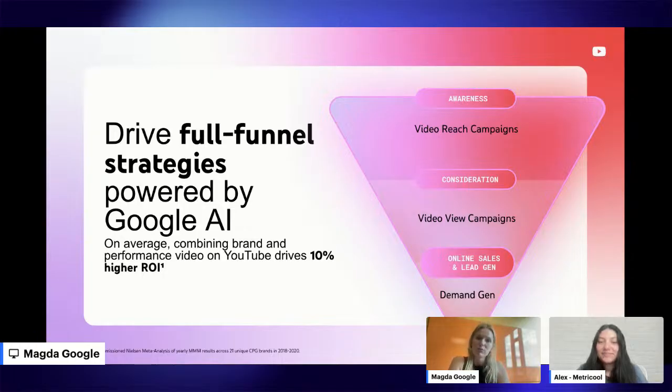So on YouTube, for awareness, we have video reach campaigns, which focus on reaching as many people as possible and as cheaply as possible in your target demographic, in your target group. Then we have video view campaigns, which focus on consideration. So basically, we care here about telling the message of why you, the client, should choose my product or my brand. So here we care about the views, so people who view the whole message that you want to share with them. And then at the bottom of the funnel, we have demand gen campaigns, which focus on your business objectives. So really driving either the sales or the leads, however you define it.